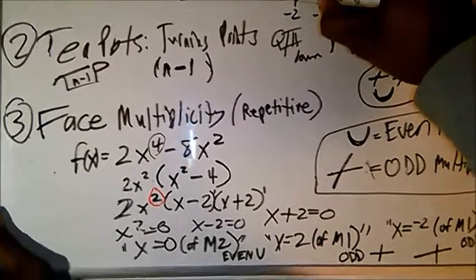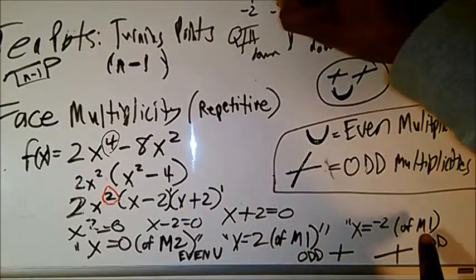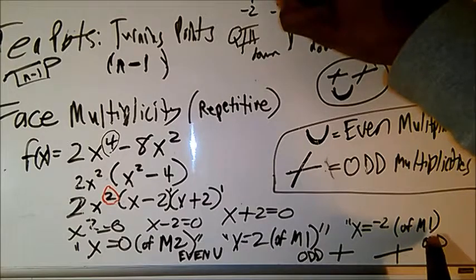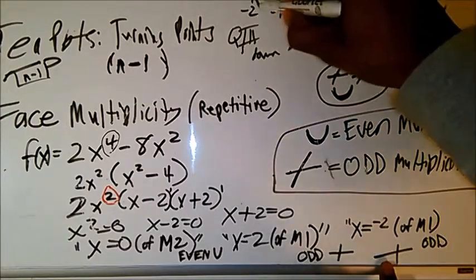So we go to -2 and we go down. X is equal to -2 of multiplicity 1. The multiplicity is what? Odd. So guess what? It crosses over. Odds are strange, so it crosses over, right?